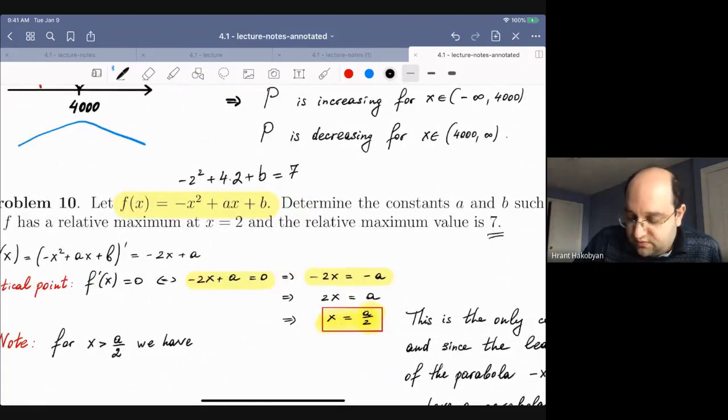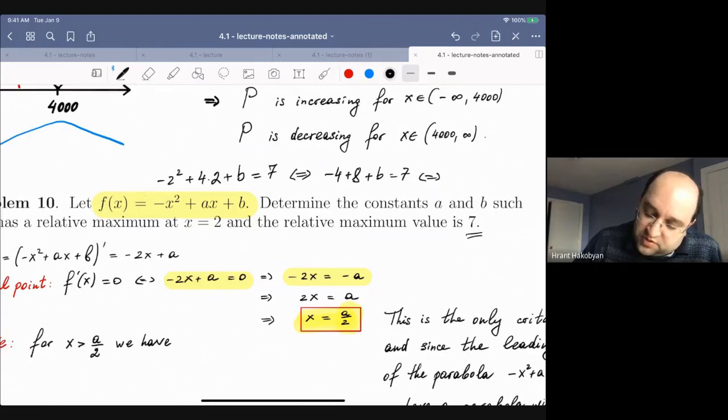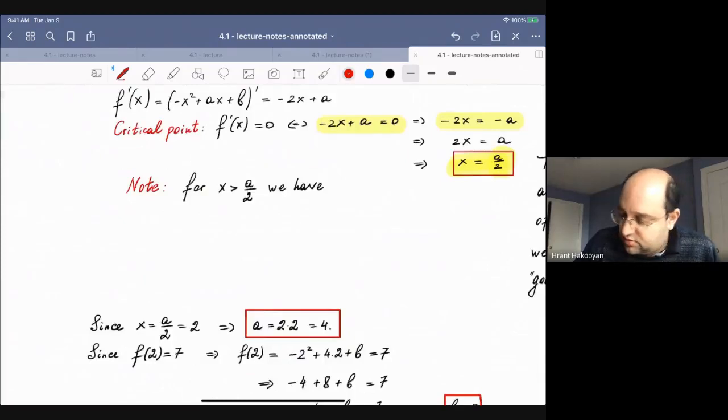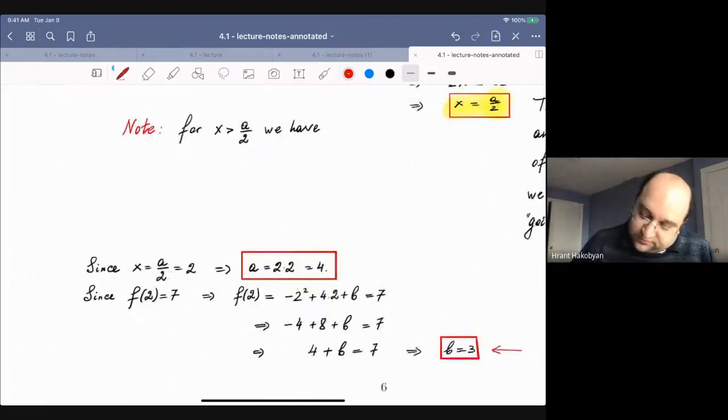If I solve for this, it's going to be negative 4 plus 8 plus b is equal to 7. So 4 plus b is equal to 7, so b is equal to 3. So that's my answer: a is equal to 4 and b is equal to 3. I did that here as well.